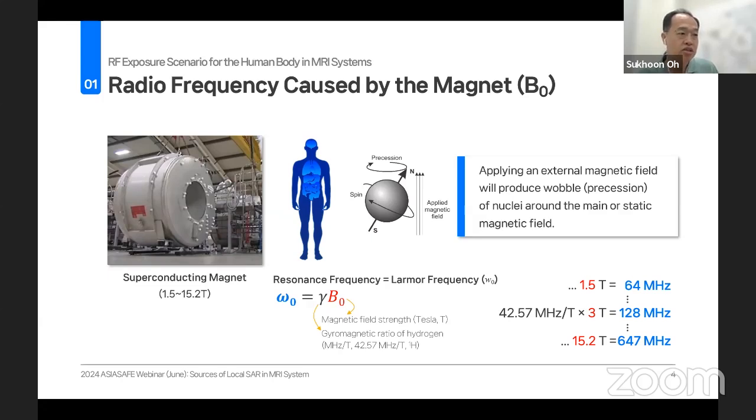Gamma is a constant, the gyromagnetic ratio of the proton, at 42.57 megahertz per Tesla. B0 is the main magnetic field strength in Tesla. So here is a simple workbook to determine the resonance frequency at different field strengths. For example, 42.57 times 3 is 128. So 128 megahertz is the radio frequency in a 3 Tesla MRI system. Again, 42.57 megahertz times 15.2 Tesla equals 647 megahertz, which is the RF in a 15.2 Tesla MRI system. Now, we understand where the RF is coming from in the MRI system.